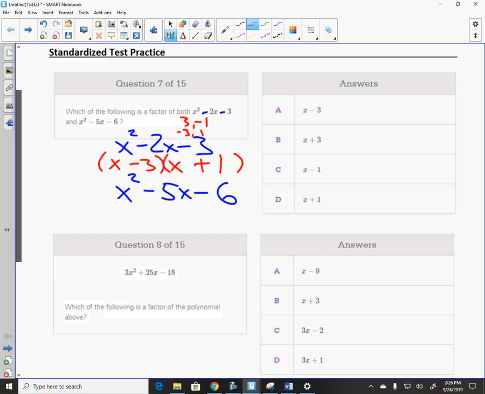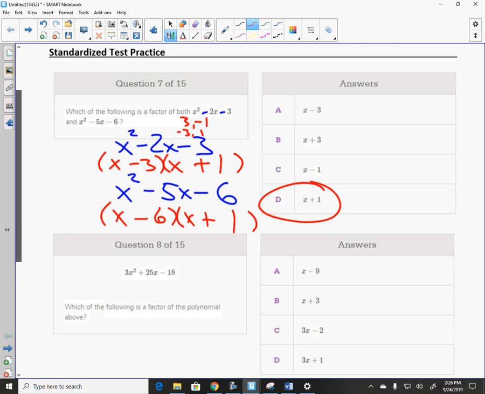So in this situation, again, we have x and x, -6. A lot of times people are drawn to 2 and 3, right? But in this case, that won't work. It's a -6 and a +1. So x plus 1 is the factor that divides evenly into both of them.